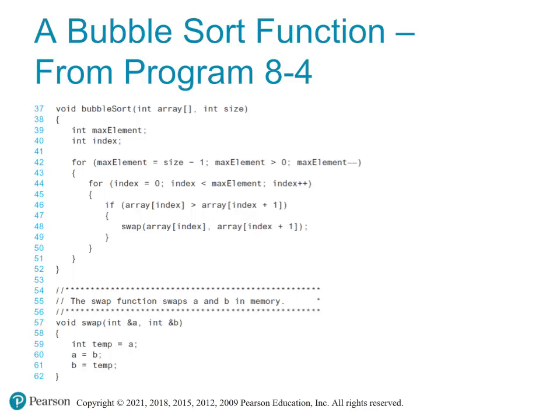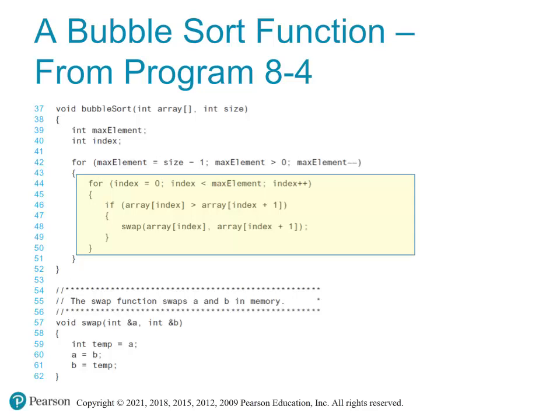Here's the code implementing the bubble sort algorithm and the auxiliary swap function. The bubble sort function accepts an integer array and its size as arguments. We have two nested loops. The outer loop runs from size - 1 down to 1 and controls the number of passes. The inner loop iterates through the array from the beginning to the max element, performing the comparison and the swaps.